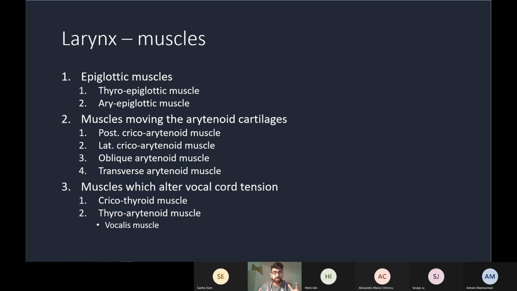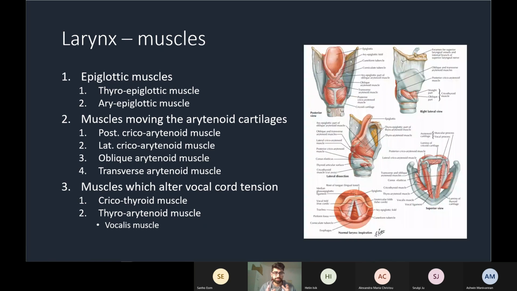So the book divides them up quite nicely into three groups. Number one are the epiglottic muscles. These are the two muscles which move the epiglottis. The epiglottis has two movements. It can either move forwards and upwards, or it can move downwards through the swallowing process. Second group is the muscles which move the arytenoid cartilages. These pyramidal shaped structures can move in two different axes. They can either move away from each other or towards each other. This is the sliding movement.